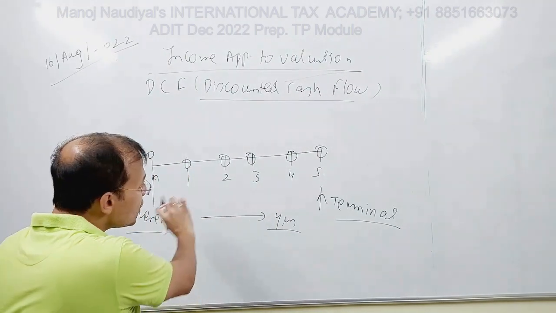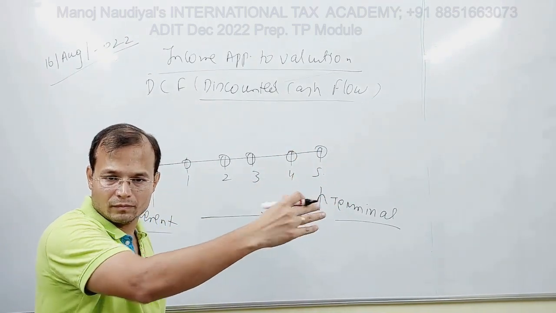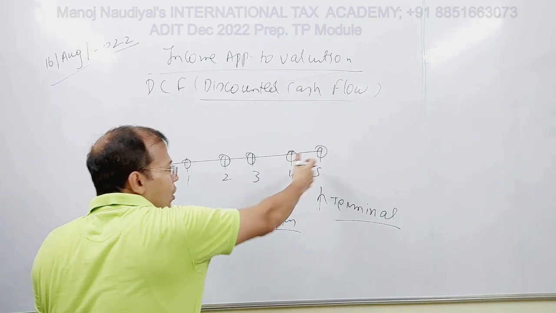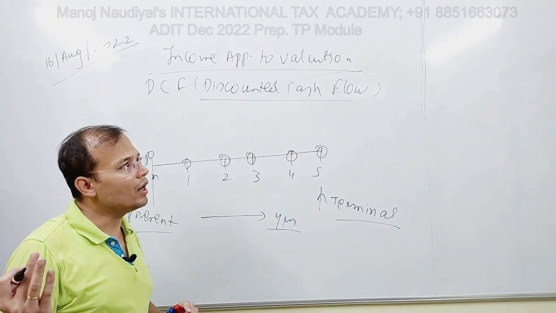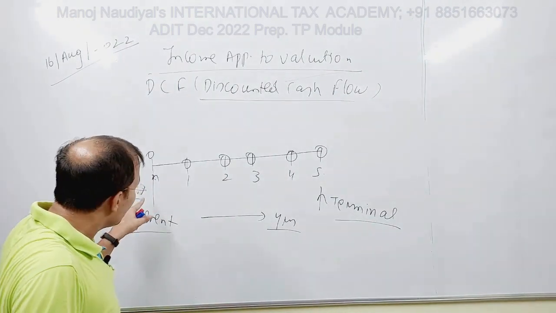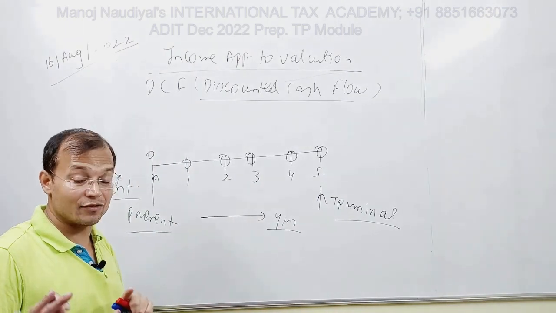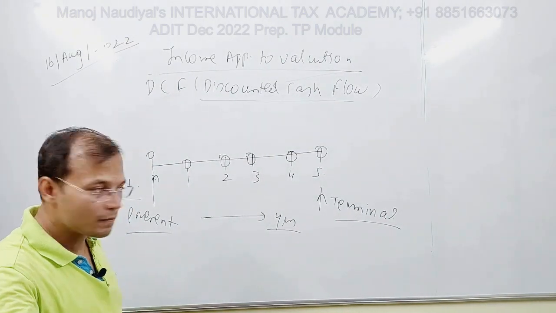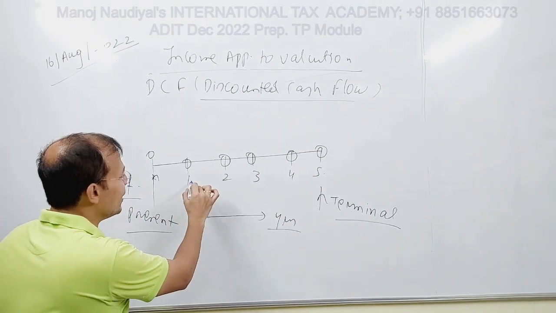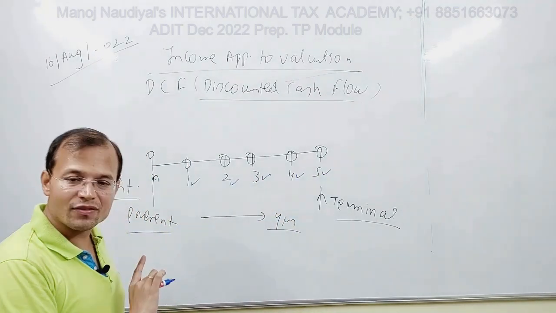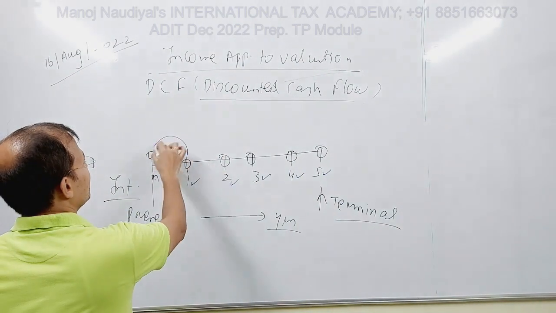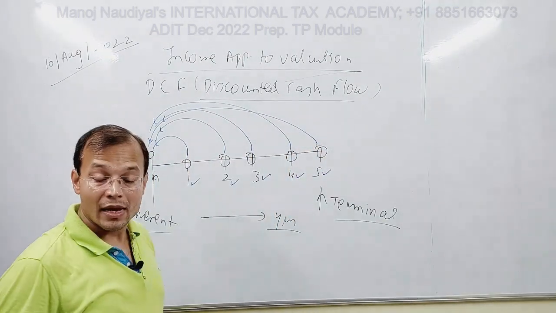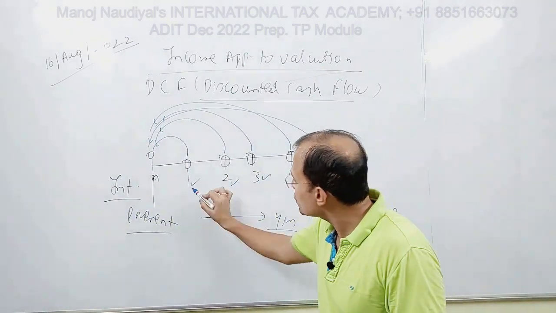Fine. And because you have created this projection, this is a prediction. So you have divided this projection across 5 years, which you have adjudged to be the life of this intangible. Now, in this DCF approach, discounted cash flow approach, you will bring all these five values, 1, 2, 3, 4, 5, to the present time.